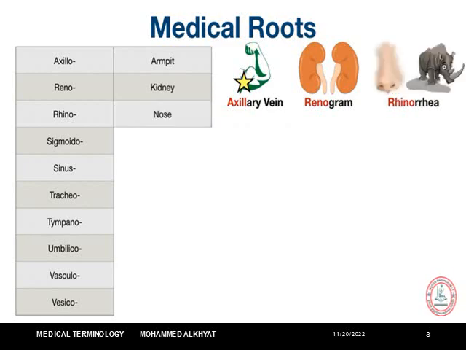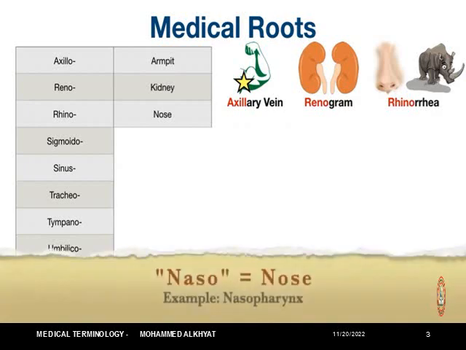The next root is rhino, which refers to the nose. A simple trick is to think of a rhino and its horn on its nose, and this will help you remember that rhino means nose. An example medical term is rhinorrhea, which refers to a runny nose. You might also remember from the last video that naso means nose as well.